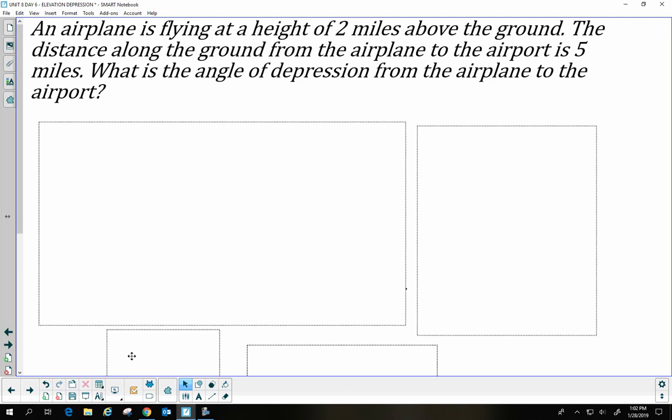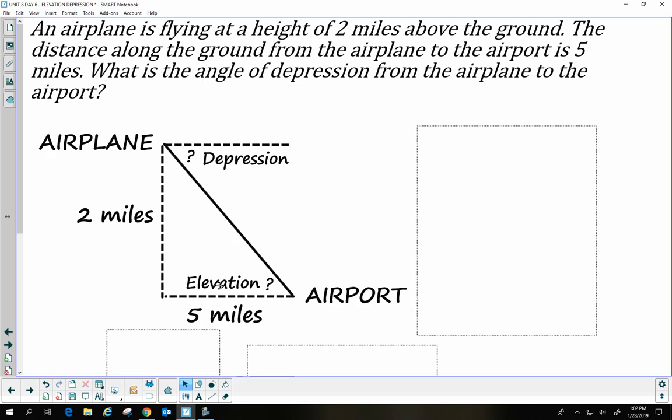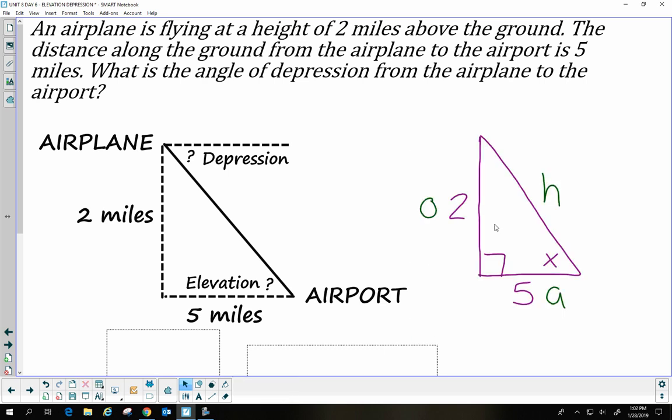Here's an airplane scenario now that we have some numbers. We have an airplane that's 5 miles away from the airport, and it's 2 miles above the ground. So I can draw a picture. And so I'm going to turn that into just a right triangle with my vertical is 2, horizontal is 5. And this time I'm looking for the angle of depression, which is the same as the angle of elevation, and that's why I've labeled them both.